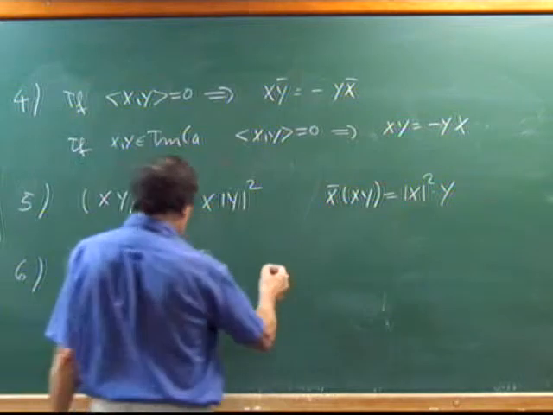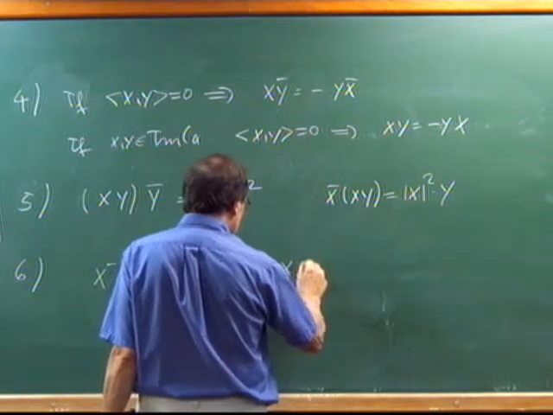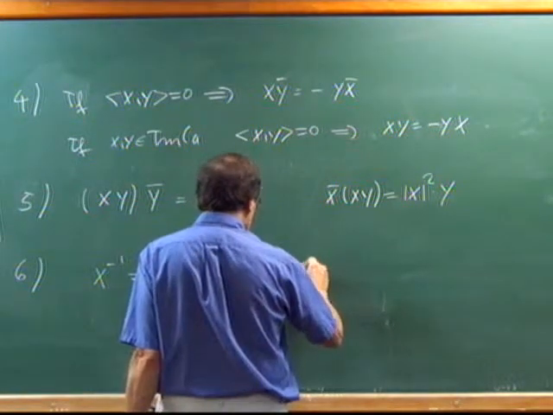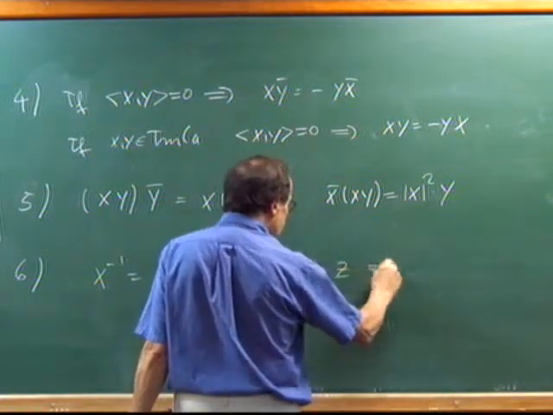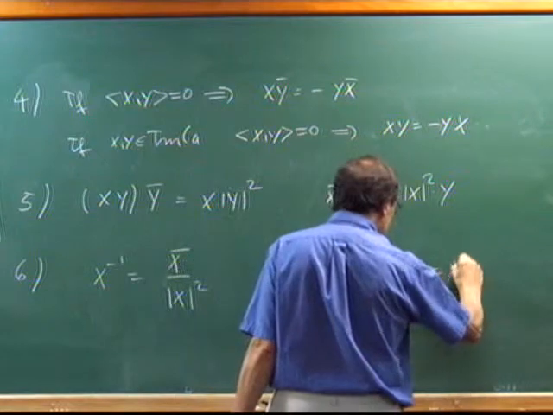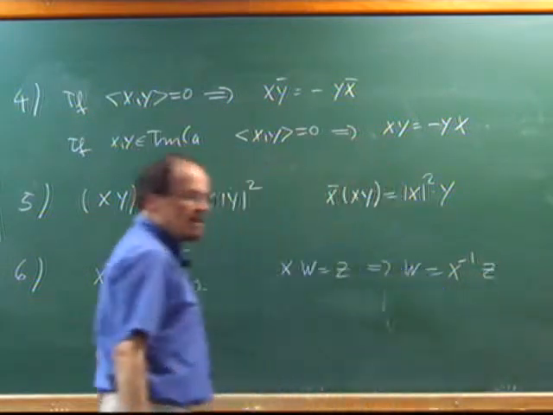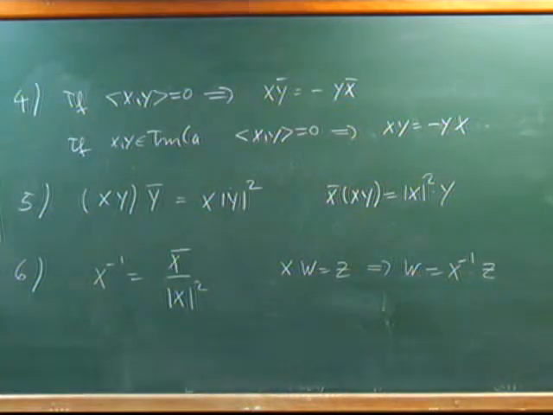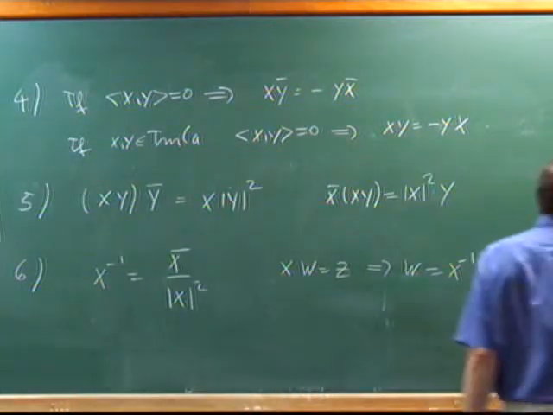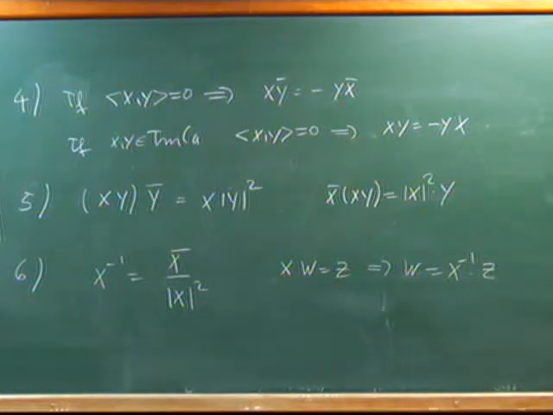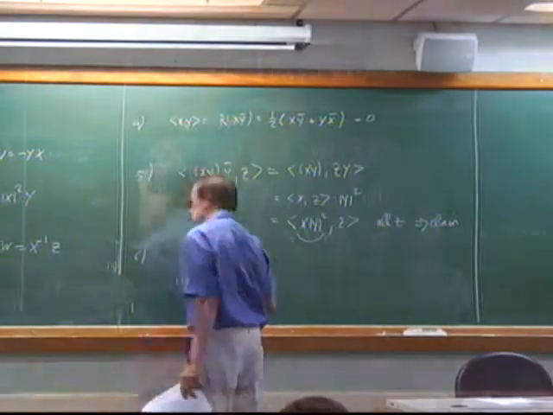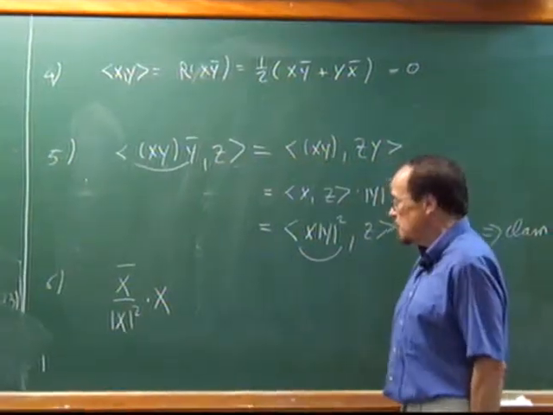And further, I can solve equations. So if xw is equal to z, this implies that w is equal to x inverse z. So you can solve equations just like you would expect. That now follows from 5, because let's prove that this is the inverse. So I have to prove that x bar divided by norm x squared times x must be equal to 1. That would be the inverse.